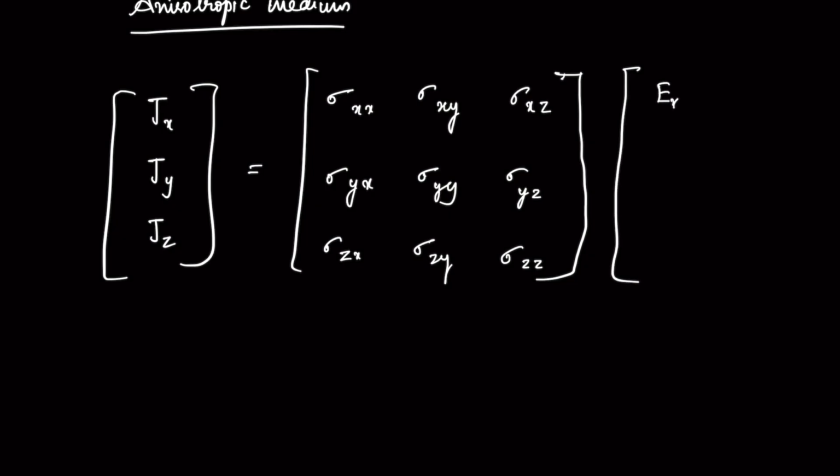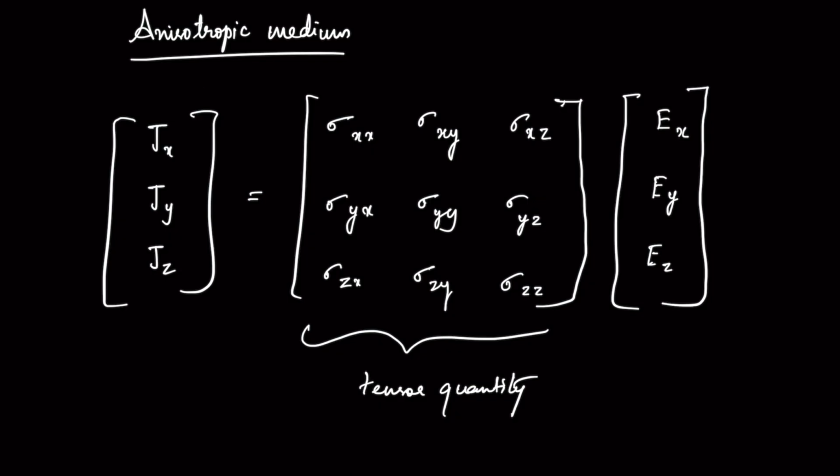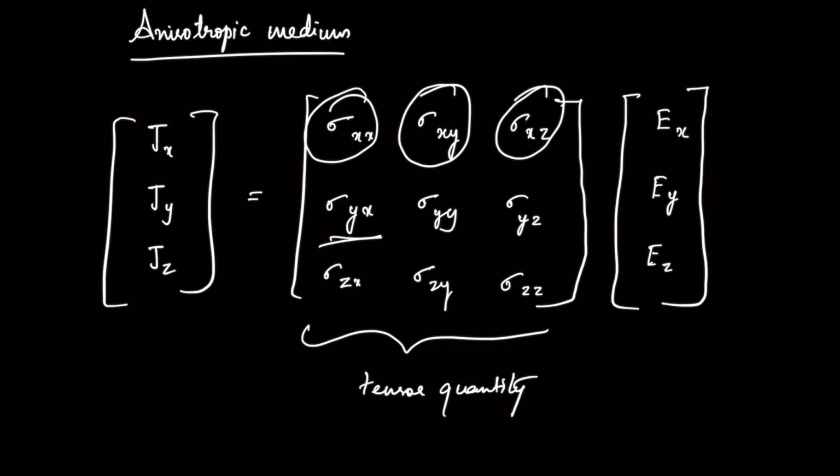So sigma is not a single number in the anisotropic medium. It consists of a set of numbers. And here the conductivity is a tensor quantity. And you can see, it can have different orientations. It's not just a direction. Sigma xx, xy, xz, yx, yy. So these are all different orientations on a plane. So that is also possible, right?